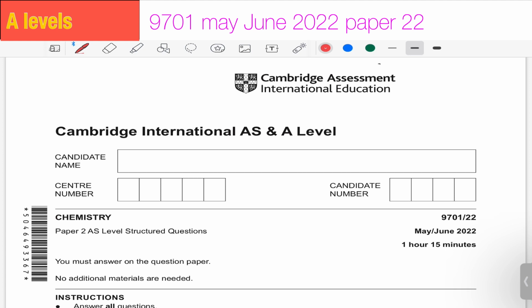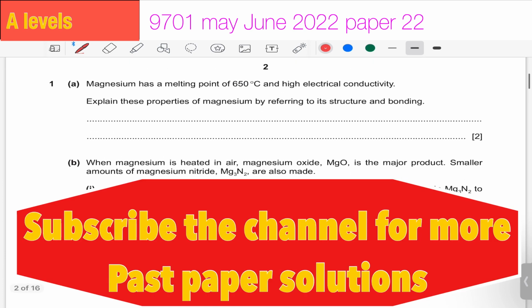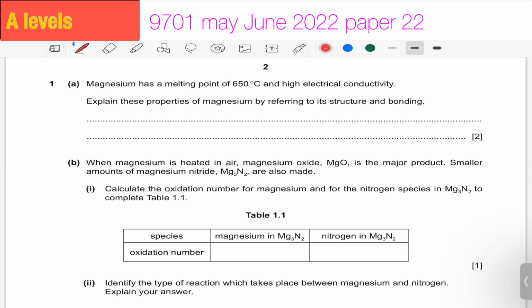Okay, so today we are going to solve May-June 2022 paper 22 from A levels chemistry. All right, so let's start with question number one. In question number one, it says that magnesium has a melting point of 650 degrees centigrade and high electrical conductivity. So magnesium has a high melting point and it can conduct electricity. Explain these properties of magnesium by referring to its structure and bonding.